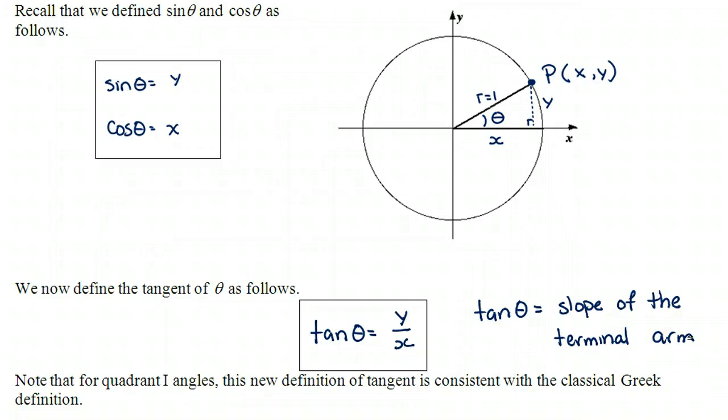Okay, so for quadrant 1, this is still consistent with our classical Greek definition, but we'll see in a second that we can also apply this to quadrant 2, 3, and quadrant 4 angles.